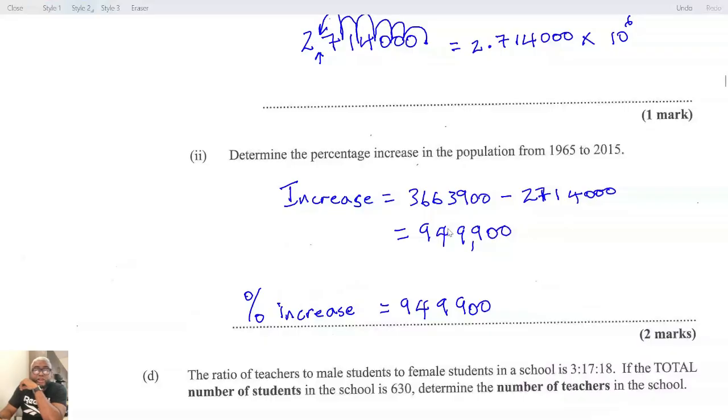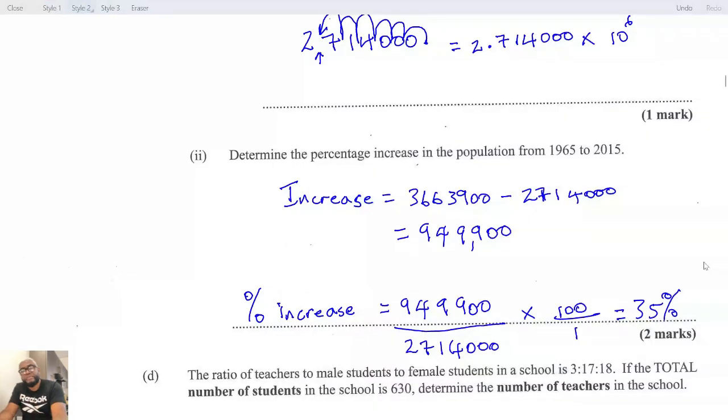949,900, right? Now, anytime I want to find out percentage increase or decrease, it will be the increase over the initial amount. Initial being the starting amount. What was the starting amount? 2,714,000 multiplied by 100. And when we multiply this, somebody give me my percentage increase. 35%. 35% flat? Yeah. 35%. Proper thing.